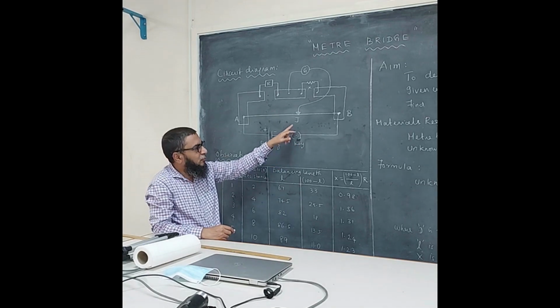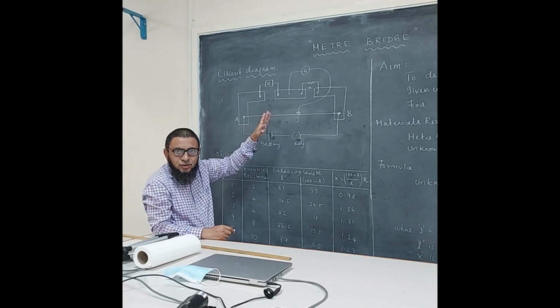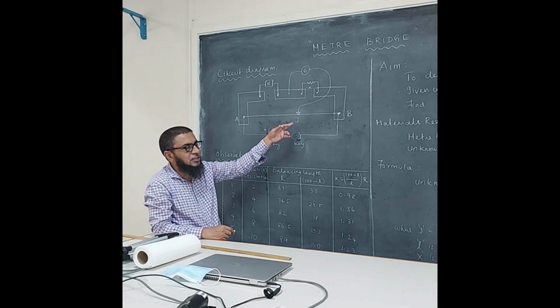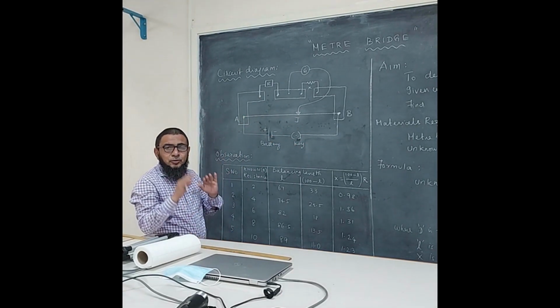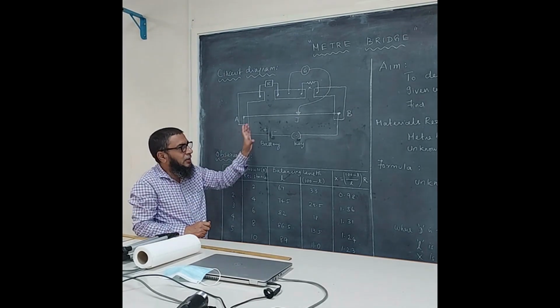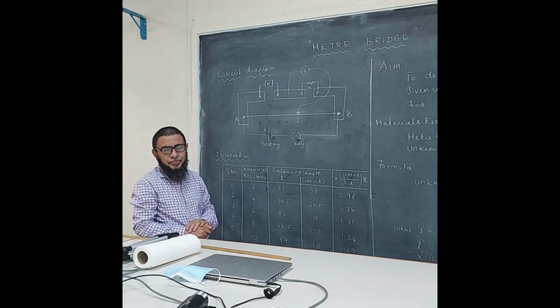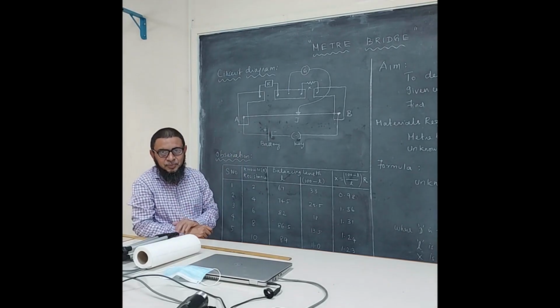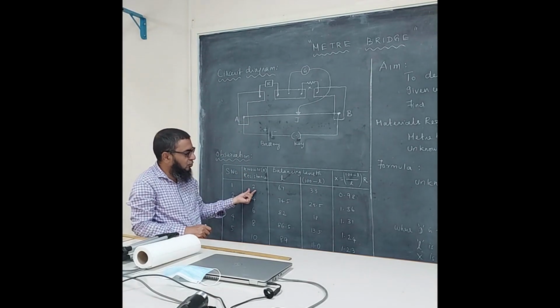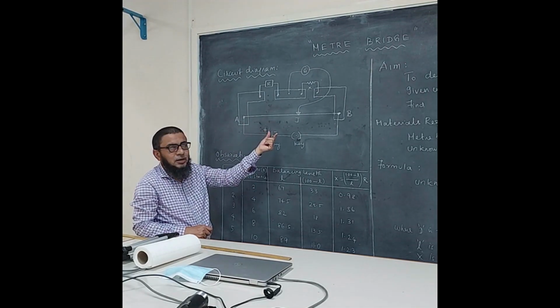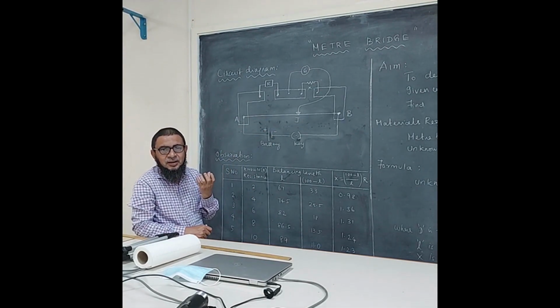That means when you press the jockey in the A terminal, it shows left side deflection. When you press the jockey in the B terminal, it shows the right side deflection. That means you should evaluate yourself, your connections are perfect. Okay, after knowing the connections are perfect, now you fix the 2 ohm resistance through the resistance box. Now you have to find out the null deflection.